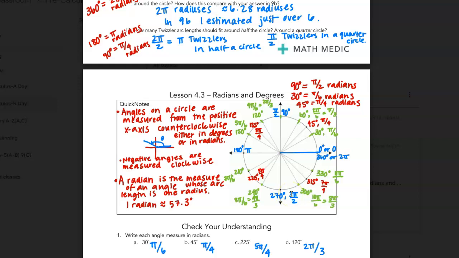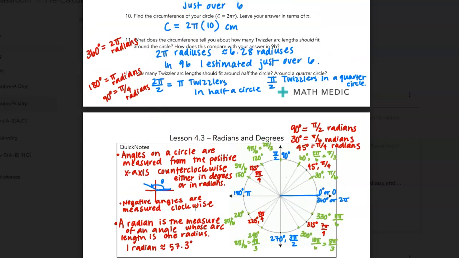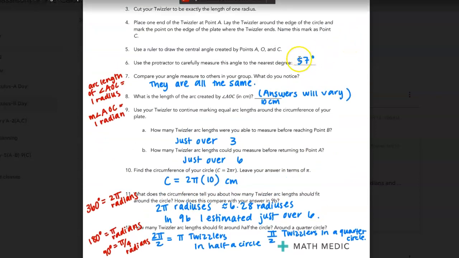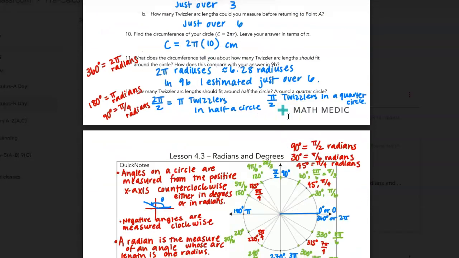And a radian is the measure of an angle whose arc length is 1 radius. So 1 radian is about 57.3 degrees, which is where this number came from here.